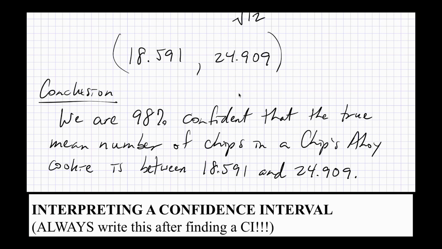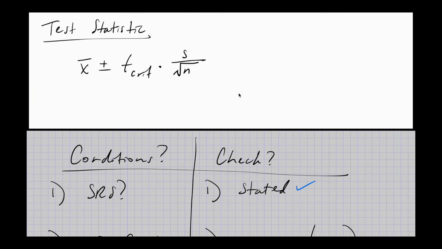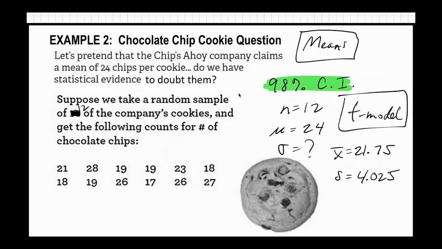So now we're going to go back to the question. We haven't answered the question. Sometimes they'll just say, like in your homework, perform a 98% confidence interval. You're done. But sometimes there will be follow-up questions based off that, so we have to use it to answer. This one had a follow-up question: do we have statistical evidence to doubt their claim? Their claim is right here. That's their claim right there. This guy was their claim.